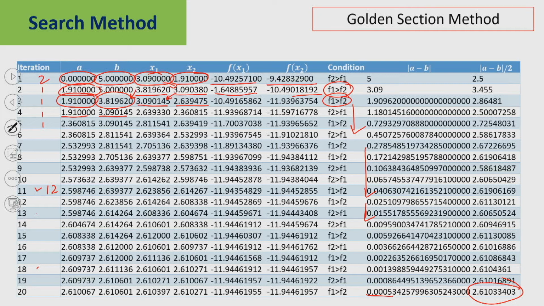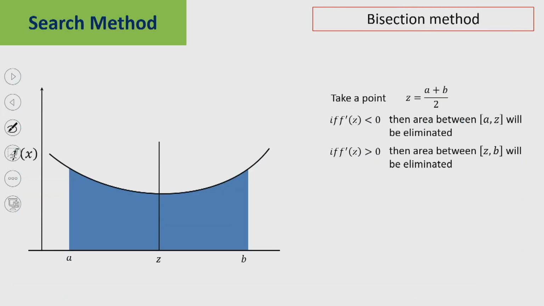Then let us go to the next algorithm. The next algorithm is the bisection method. So, in the bisection method, what are we doing? We are taking a point z, which is a plus b by 2, that means at the midpoint. At the midpoint we are taking this point z, and then we are checking whether the derivative value at that particular point is less than 0 or greater than 0.